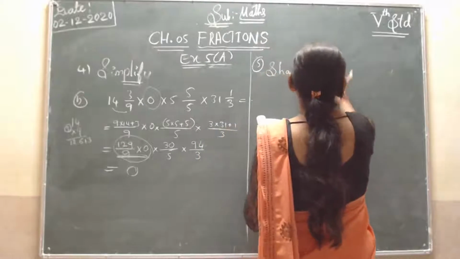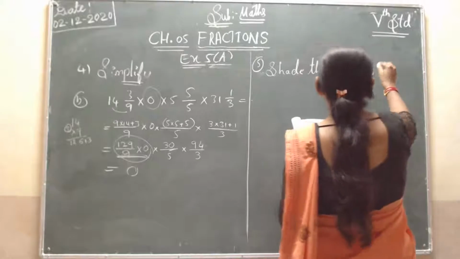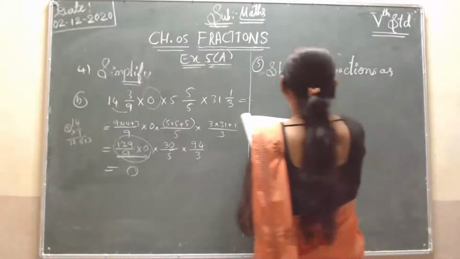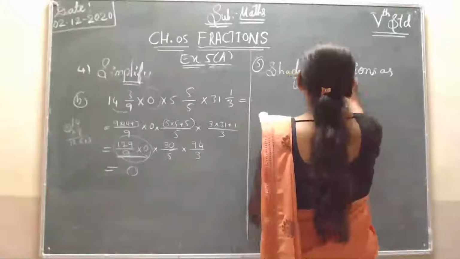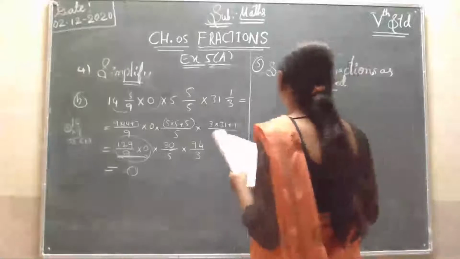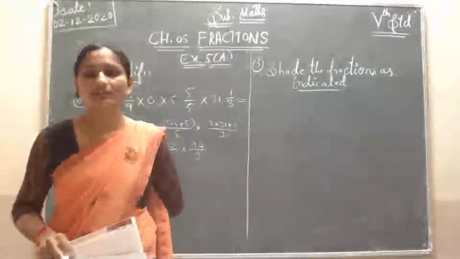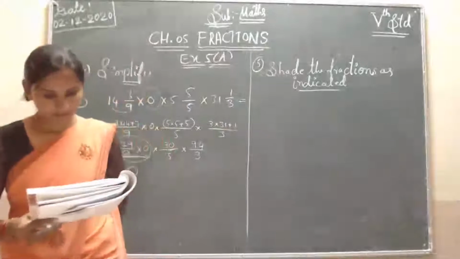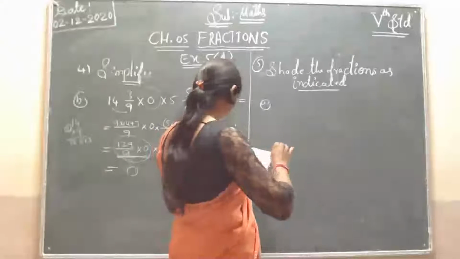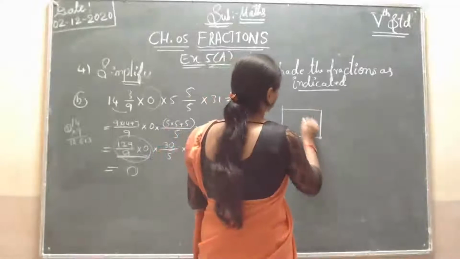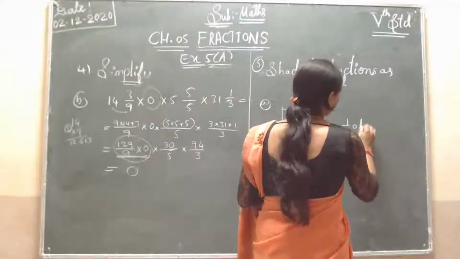Shade the fractions as indicated. Students can observe this question. What? Shade the fractions as indicated. So what is the question, students? Can you observe here A1 question? So given this, how many parts? 4 parts. So 2 by of 4.